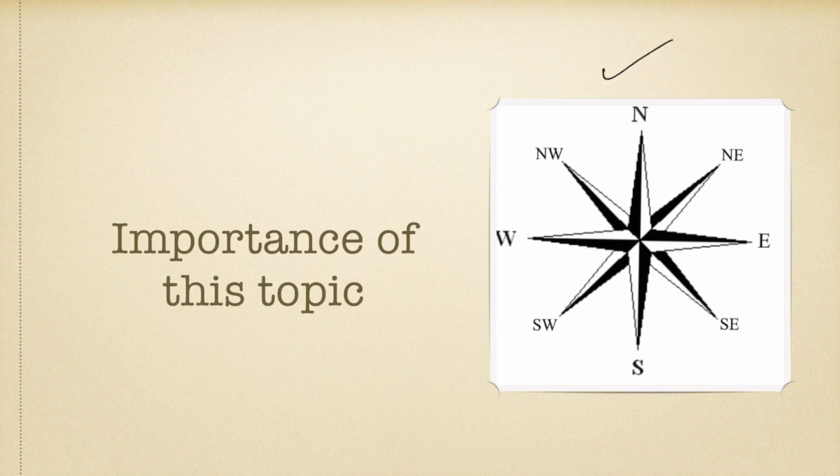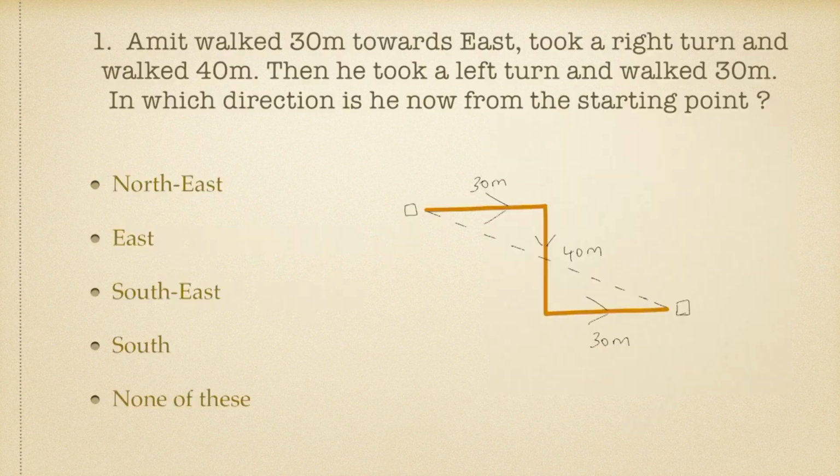This is the direction map which you need to remember in order to solve any of these questions. Whenever you solve a question, imagine that you are towards the north direction. Got it? So in this question, Amit is towards north direction. So he is at this point. The first statement states that Amit walked 30 meters towards east. So this is the east direction, and he has walked 30 meters.